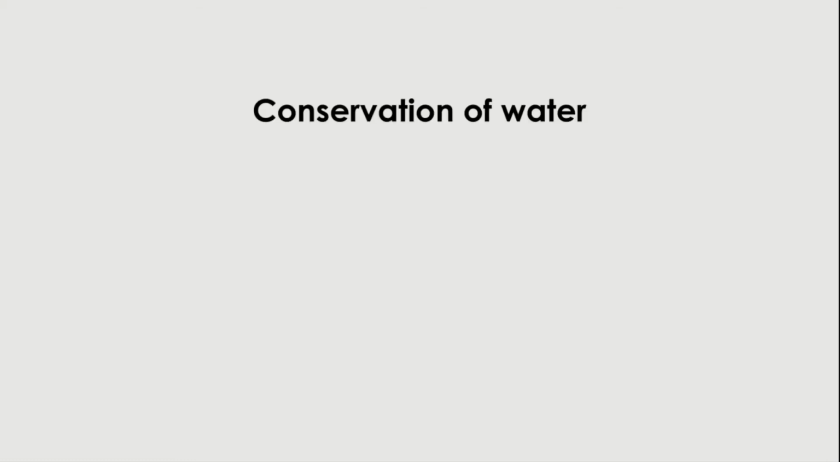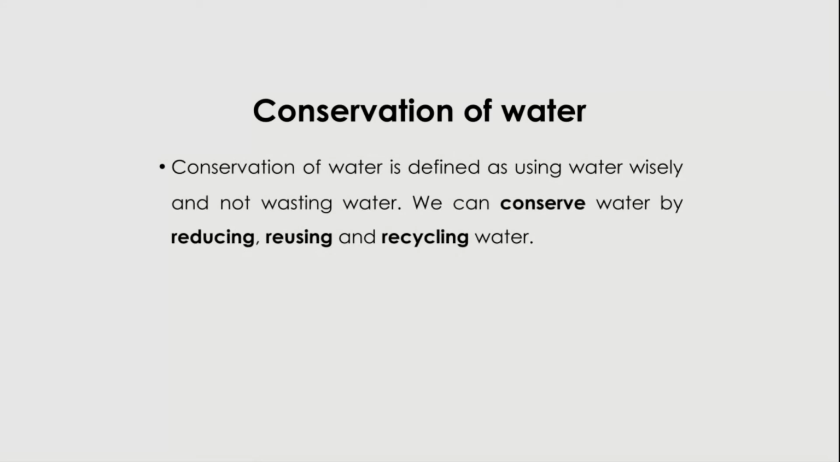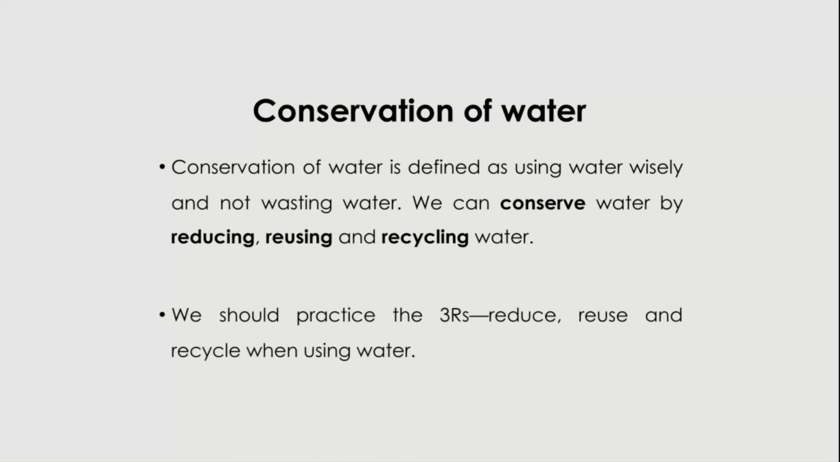So, what do we have to do? We have to conserve water. Conservation of water is defined as using water wisely and not wasting water. We can conserve water in three ways: you reduce water, you reuse water, and you recycle water. So, this is where we follow the three R's approach. We reduce, reuse, and recycle when using water.